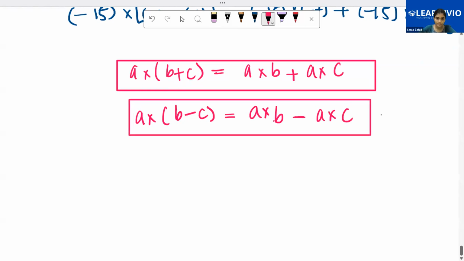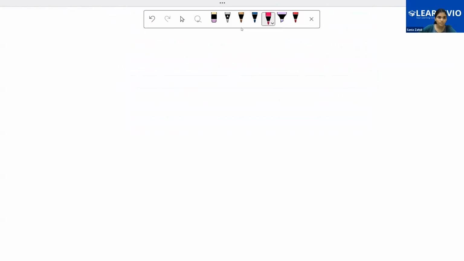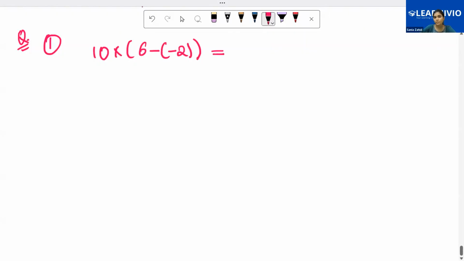Yes, ma'am. So related to this, we have more questions. 10 multiplied with 6 minus negative 2 is equal to. Okay, let's just solve it using the distributive law. How will we solve it? I will do 10 multiplied with the first number. First number is 6. Then I will put the center sign. Center sign is negative. Then 10 multiplied with the second number. Second number is minus 2.